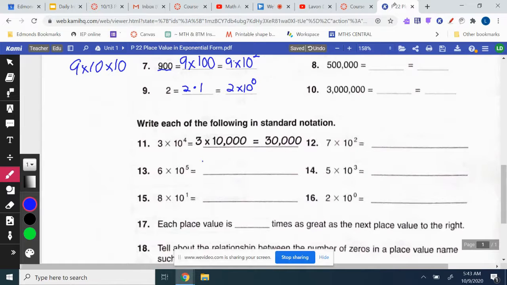So I have 6 times, and this tells me exactly how many zeros I have, by the way, secret trick. 1, 2, 3, 4, 5 equals 1. 6 to the 1, 2, 3, 4, 5. So 600,000 tells me how many zeros I have. 8 times 10.